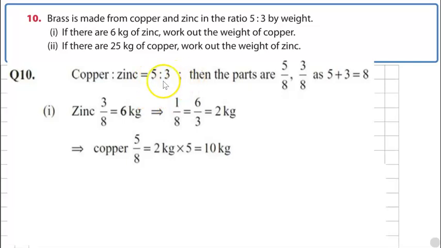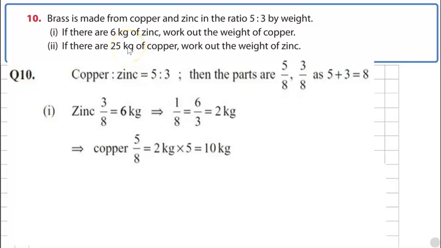So part 2, if there are 25 kilograms of copper, work out the weight of zinc. So in the same way, we're going to let the ratio, or the fraction, for copper, which is 5/8, equal to 25 kilograms.